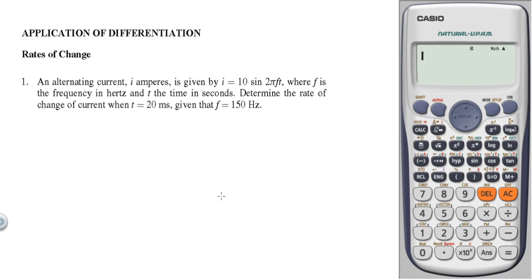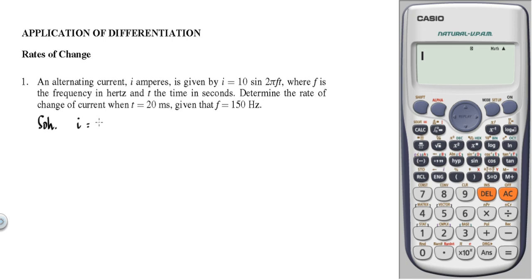Okay, so let's begin. Problem number one. An alternating current, I amperes, is given by the equation I is equal to 10 sine 2 pi ft, where f is the frequency in hertz and t the time in seconds. Determine the rate of change of current when t is equal to 20 milliseconds, given that the frequency f is equal to 150 hertz. Okay, so solution, write equation.